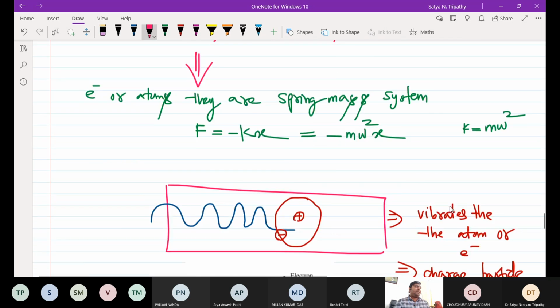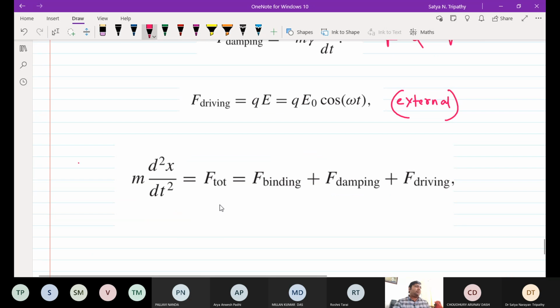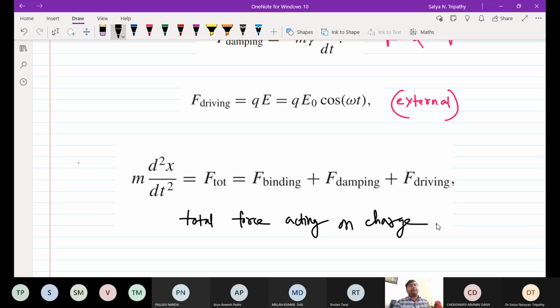Okay. So this is the total force acting on the charge. This charge may be anything: electron, atom, ion. This is a binding force, basically F is equal to Kx. This is the damping force, due to the interaction of the neighboring particles, and this is the driving force, meaning it is the external force. So the total force is equal to mass into acceleration. So this is the equation of motion.